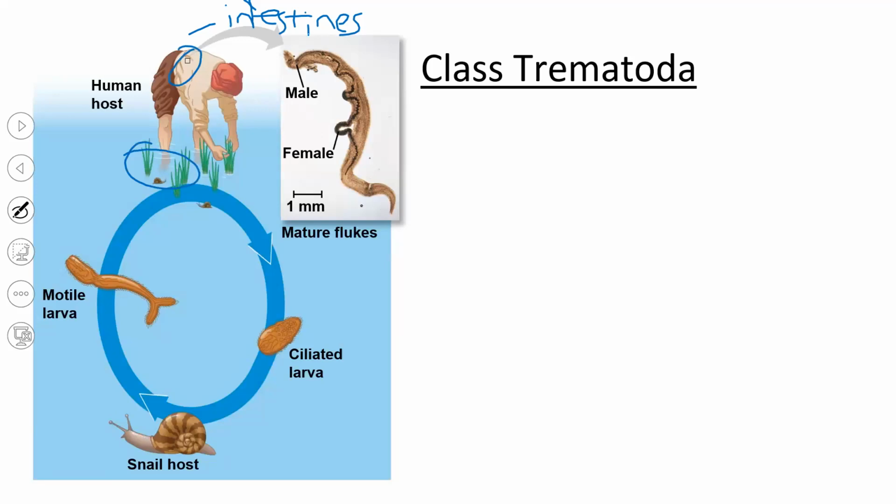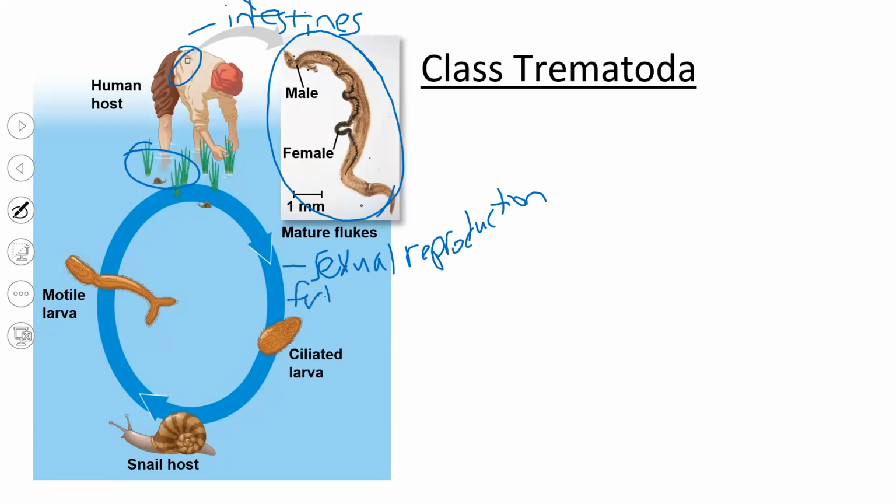So within the human, you can see here, there's separate sexes. There's a male and a female, and the female lives in the groove of the male, and they do sexual reproduction inside the host. So the eggs are fertilized and then they are released. Because this is happening in the intestines, they're released in the waste and the feces.